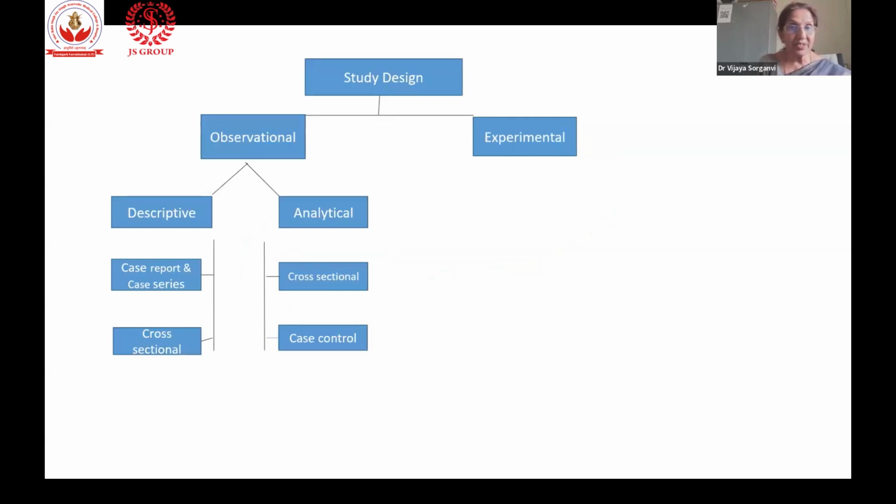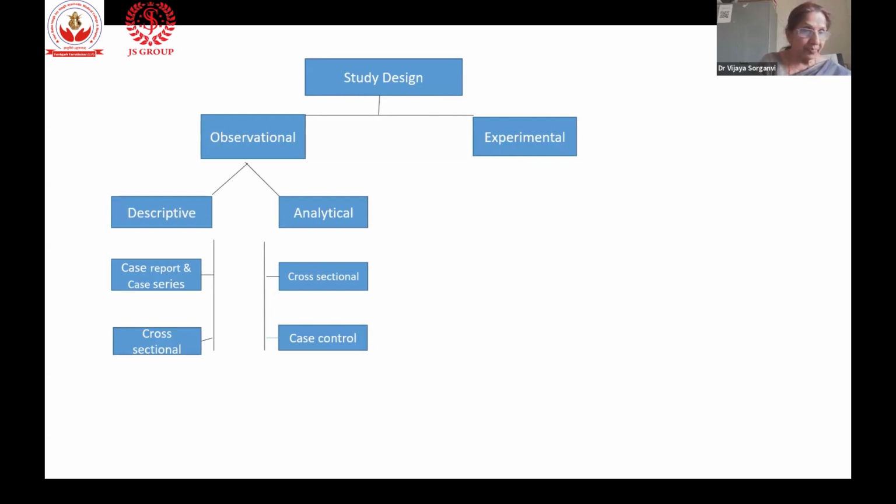As we know, there are different study designs in research, mainly observational studies and experimental studies. These two are the main classification of study designs. In observational studies, again, we have descriptive and analytical studies. In experimental studies, we have different types, RCTs, comparative studies, cohort studies. But we are discussing sample size calculation only for cross-sectional studies, so I concentrate only on observational studies.